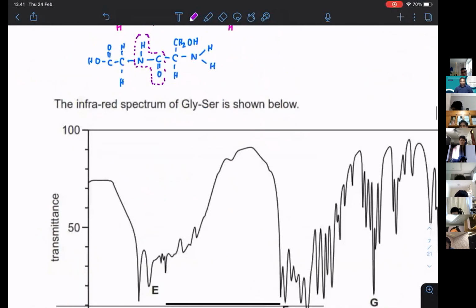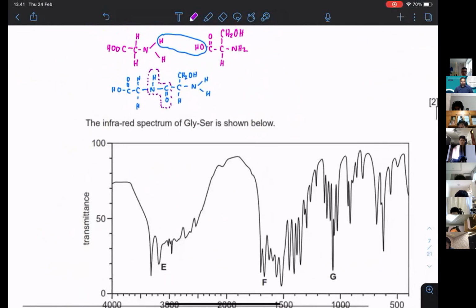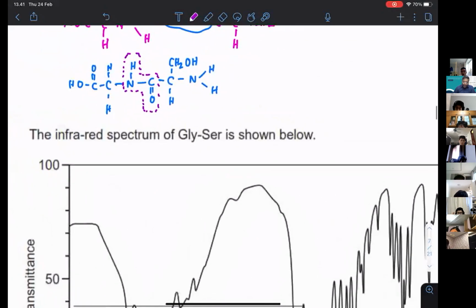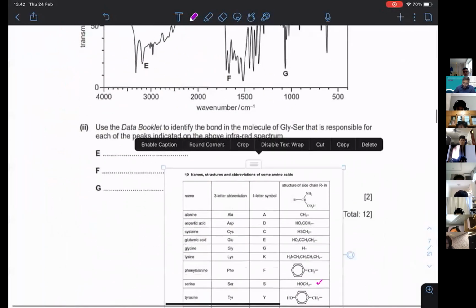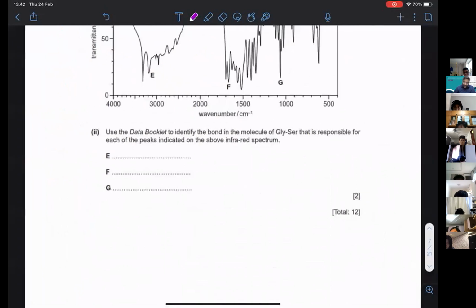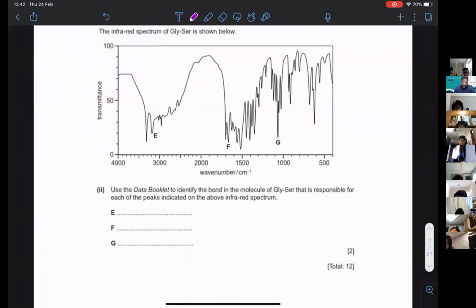They mentioned the infrared spectrum of this molecule. So this is the molecule that they are analyzing. I don't think we need this now, so I'll just delete this part. You see here, the infrared spectrum of glycine and serine is shown below. If you recall, infrared spectrum is a concept that we have learned in AS. So don't worry, you are looking at the correct paper, which is paper 4.